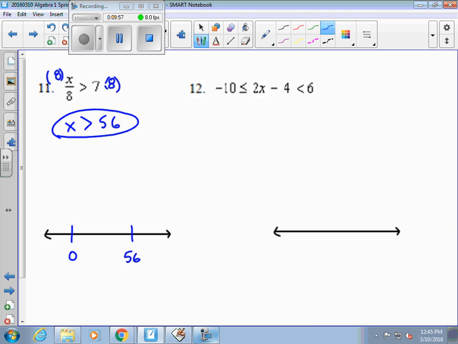Greater than is an open bubble because it doesn't say or equal to. And greater than, notice this one is going this direction. This one's going to do the same thing. It's going to go that direction.